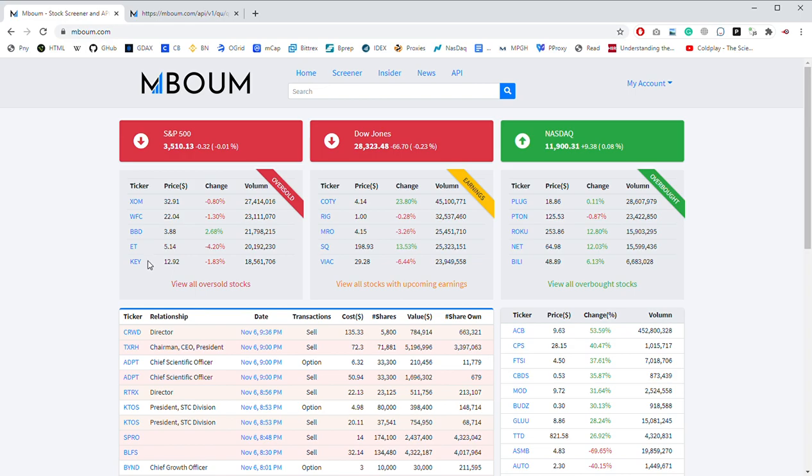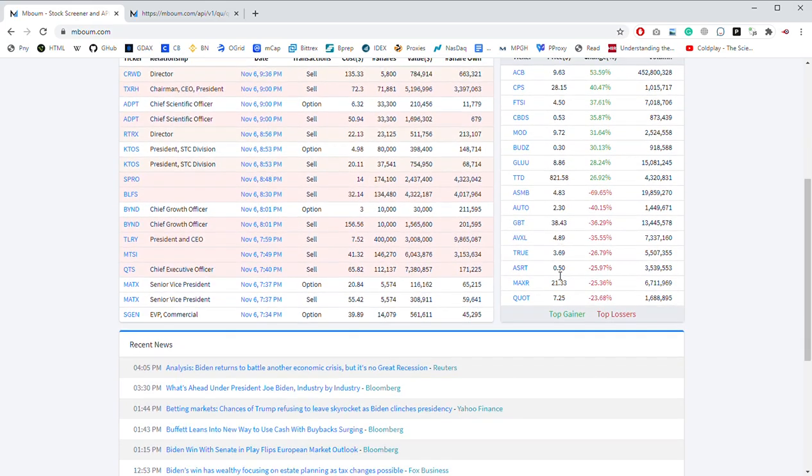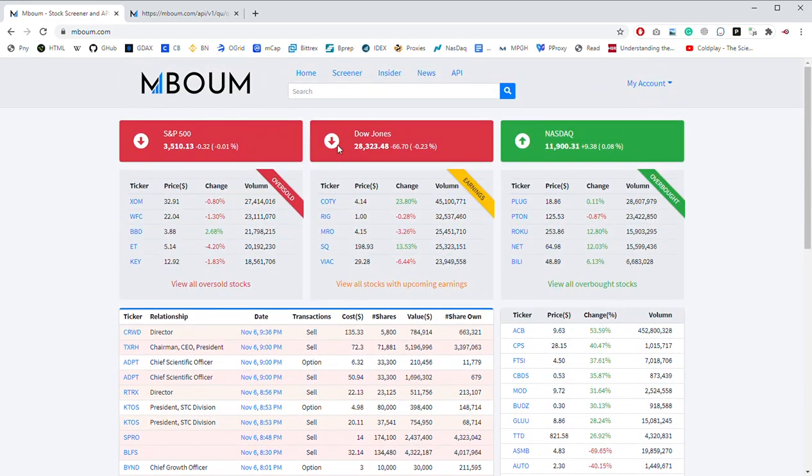It's a free market analysis website. So it has a screener that shows you a lot of information about the market. For example, you can see the oversold stocks, stocks with upcoming earnings, overbought stocks. On the left hand side here, you have the insider trading activities, market movers, news. Let's just go over the screener briefly.